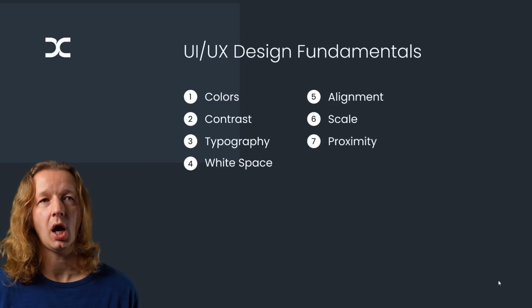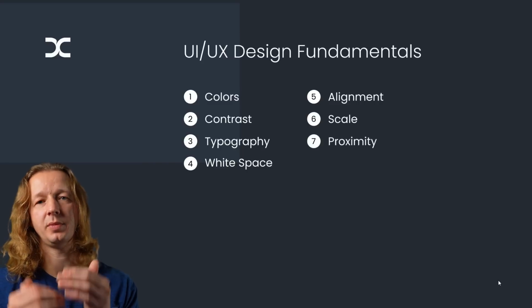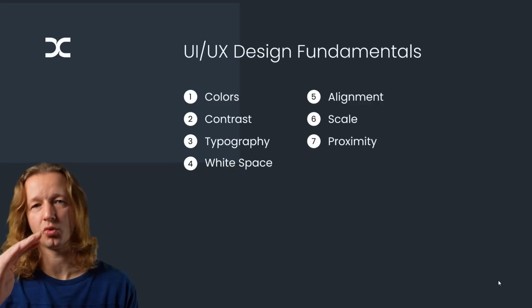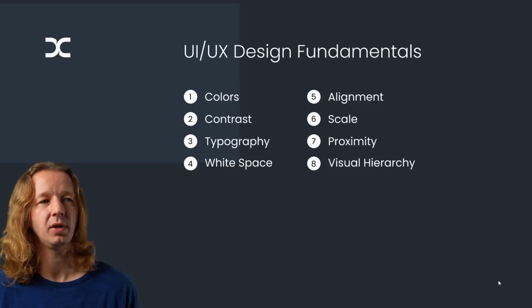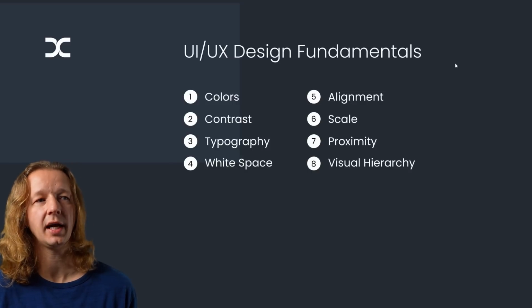Proximity, you know, how close should things be together? Sometimes other people call this groupings. And then also visual hierarchy, which is just placing importance over certain elements. We can see a visual hierarchy here in this little slide design.